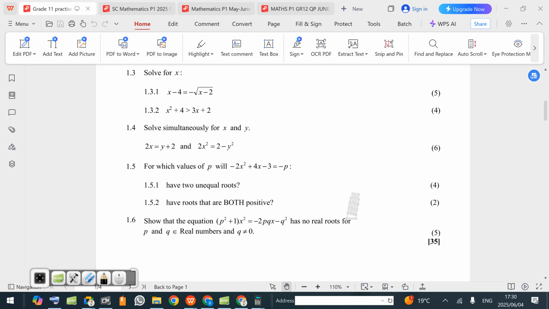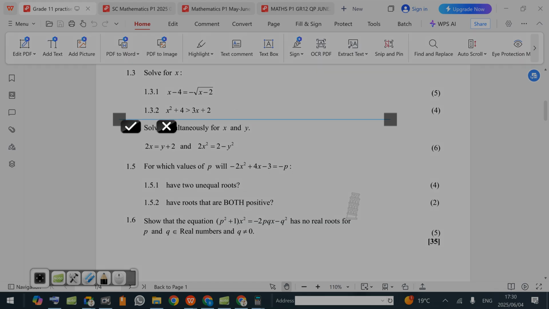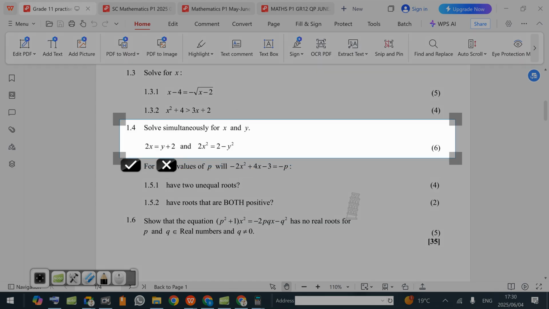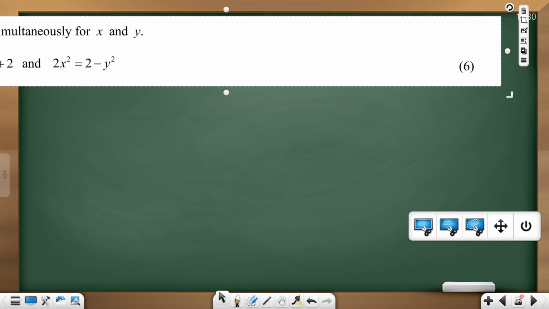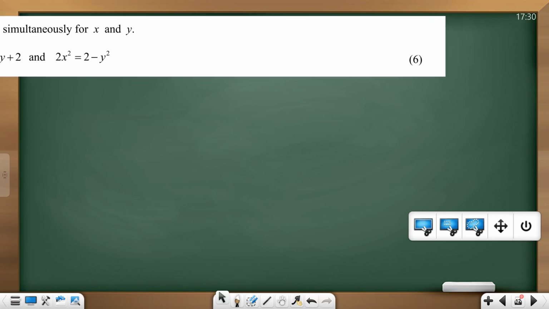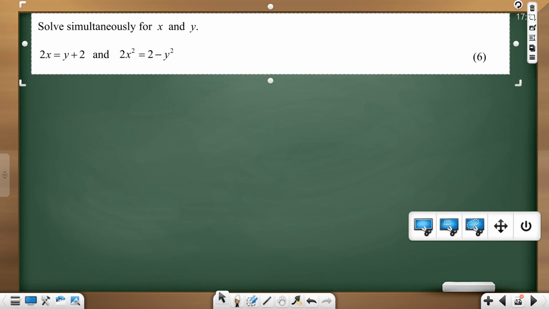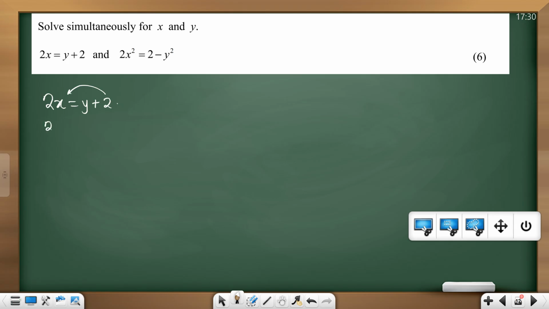1.4. 6 marks. Very, very important. I'm going to run through this simultaneous. How do we solve our simultaneous? 2x equals y plus 2. From here I can find y. It's very easy to find y.